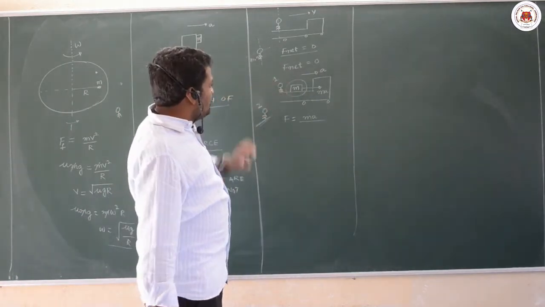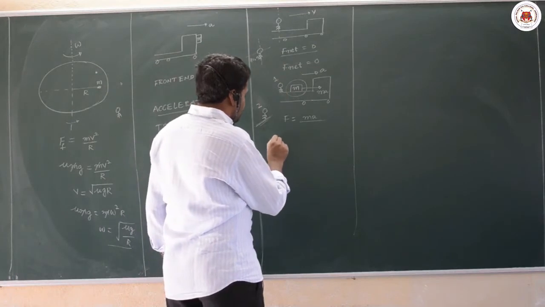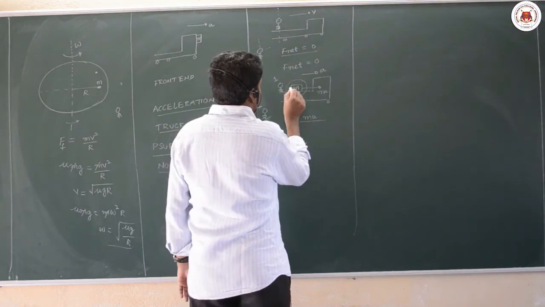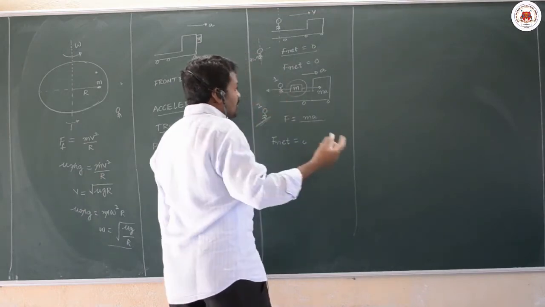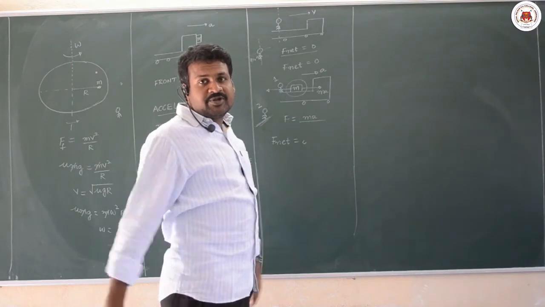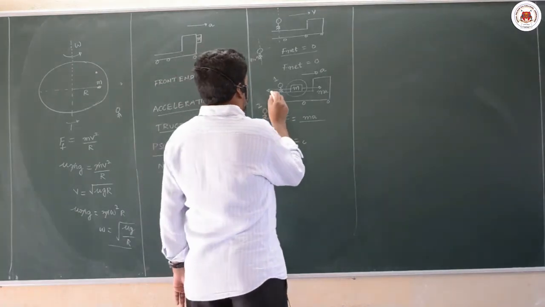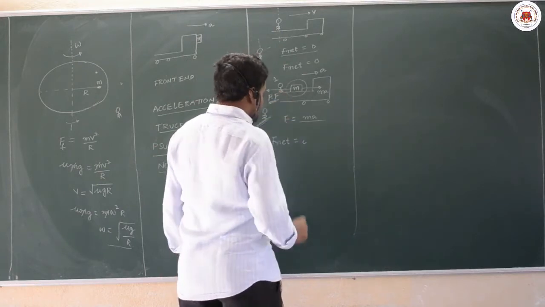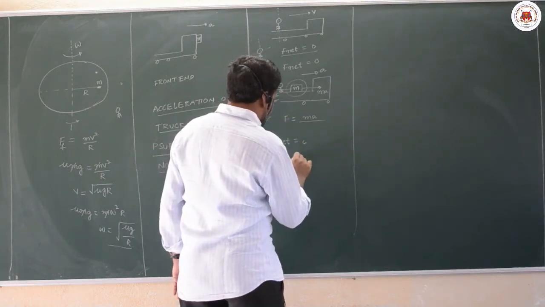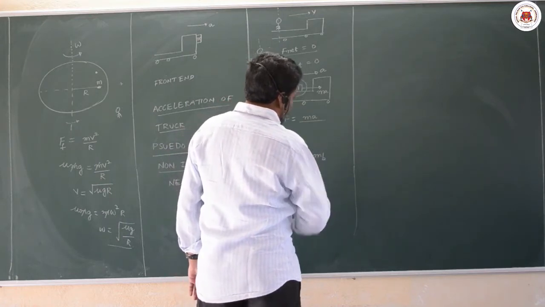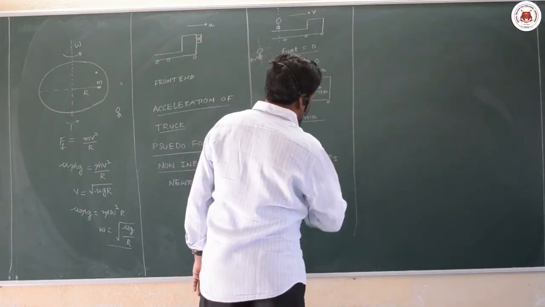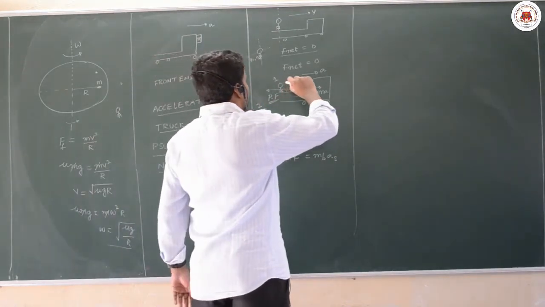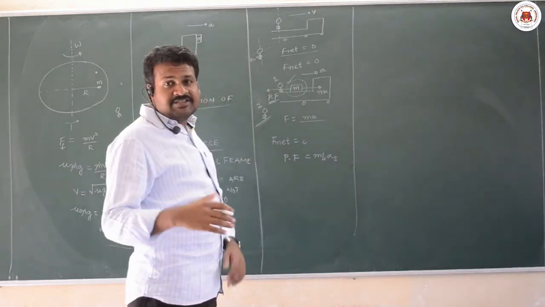So in order to make that body's F net equal to 0, there acts another force which is in the opposite direction. We'll think that another force is acting in the opposite direction, that is equal to pseudo force. That we call pseudo force, which is equal to the mass of the body times the acceleration of the system. Here we are not taking the acceleration of the block, we are taking the acceleration of the system.